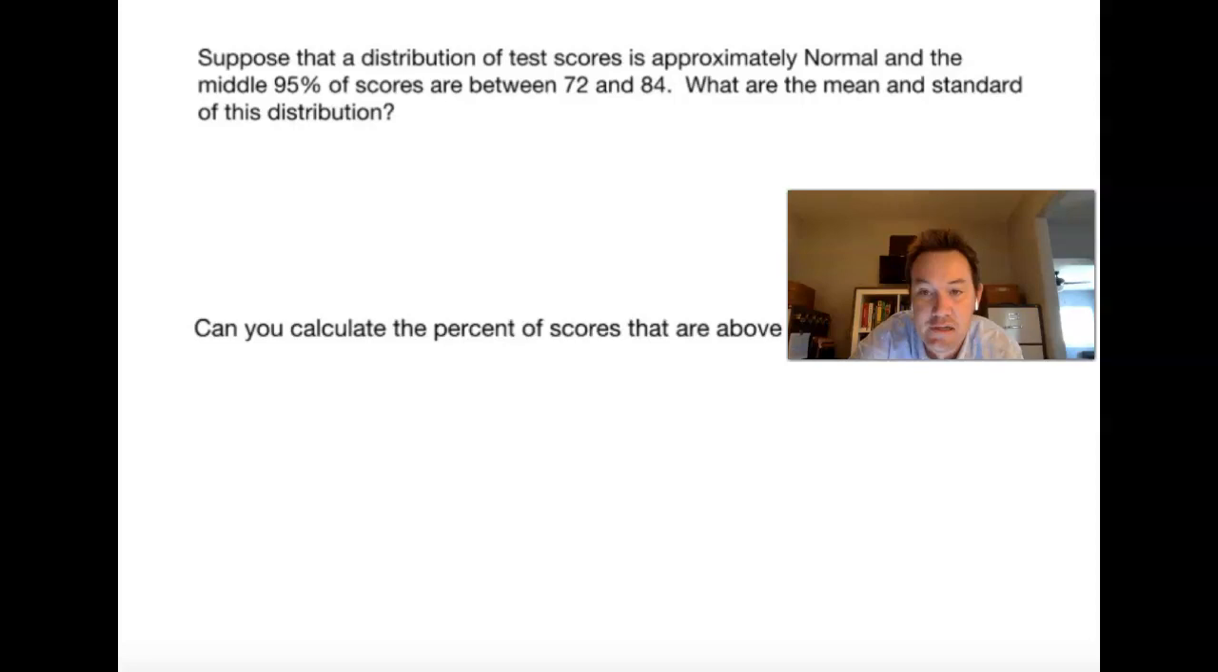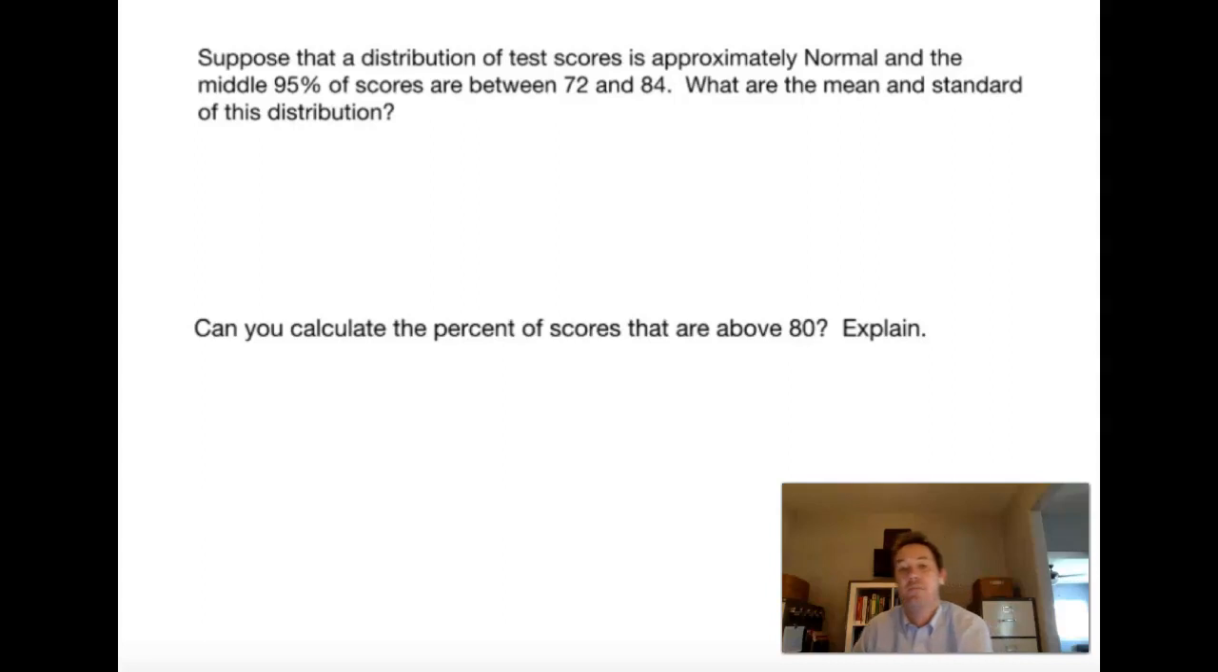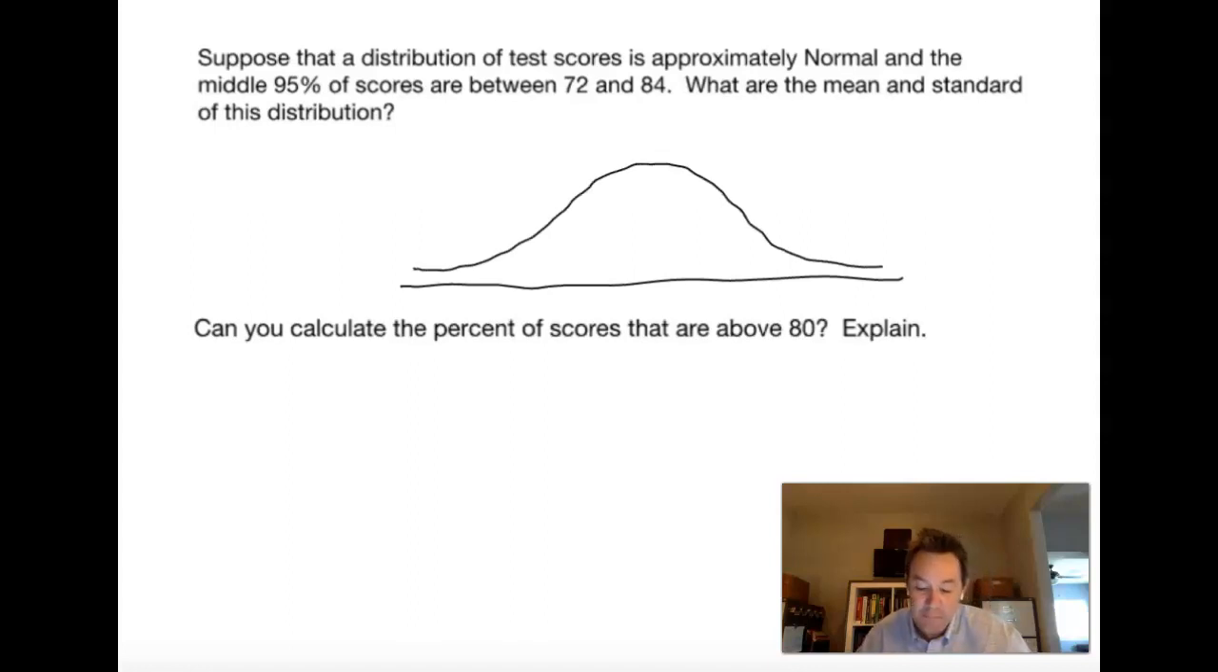All right, let's look at another example here. Suppose the distribution of test scores is approximately normal. In the middle, 95% of these scores are between 72 and 84. What are the mean and standard deviation of this distribution? All right, so let's draw this out as best we can. Oh, that was not a good one. It's a little better. All right, so I know that the mean will be in the center here. We know they state that it's a normal distribution.